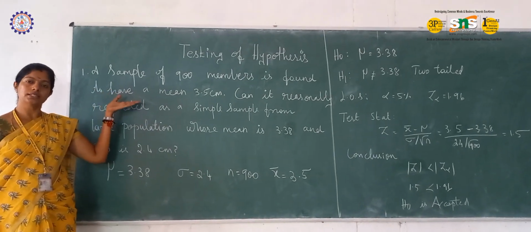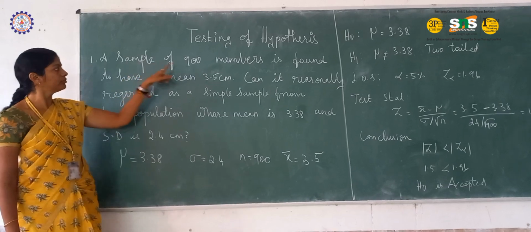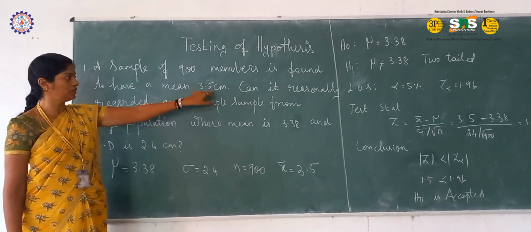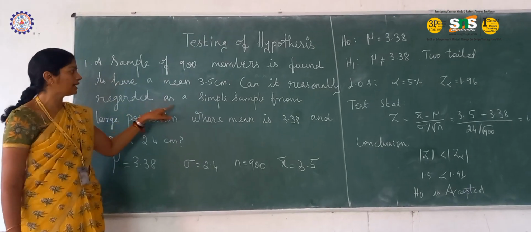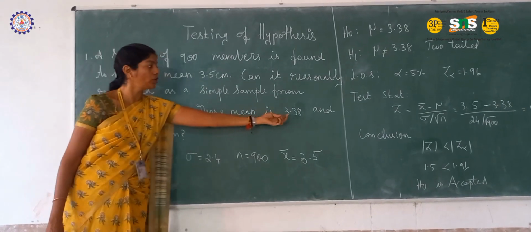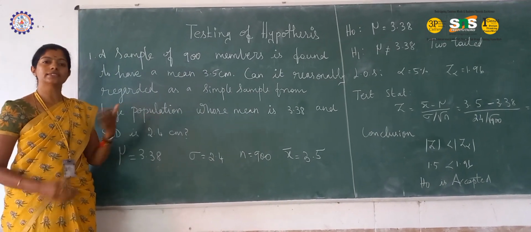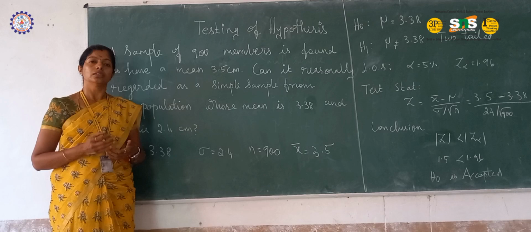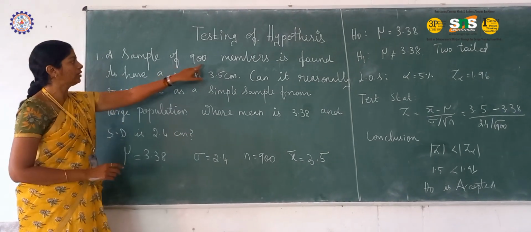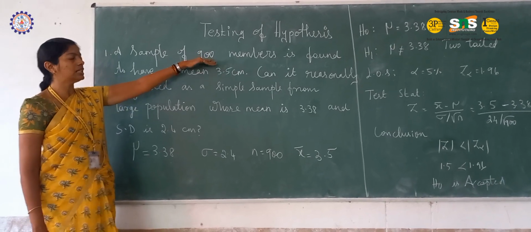Today we are going to see the Z test. Under this we are going to have one problem. A sample of 900 members is found to have a mean of 3.5 cm. Can it reasonably be regarded as a simple sample from a large population whose mean is 3.38 and the standard deviation is 2.4 cm? First of all, we should understand the question. The question comes under either Z test or T test. So we have to look at this number: it is 900, which is more than 30, so this is a large sample.